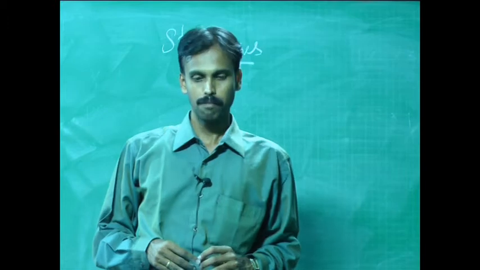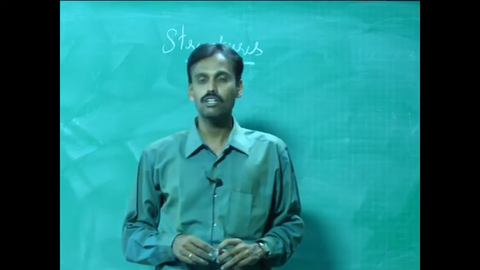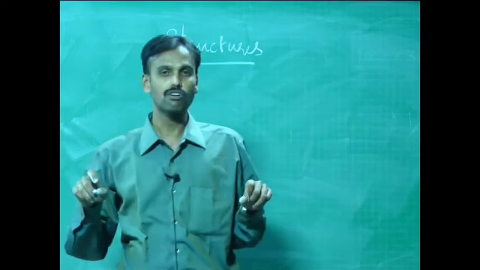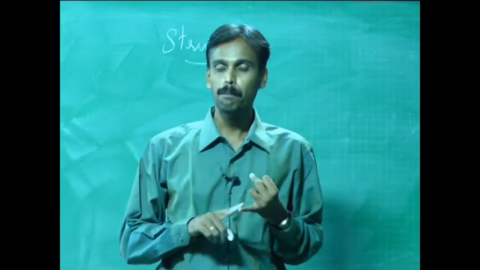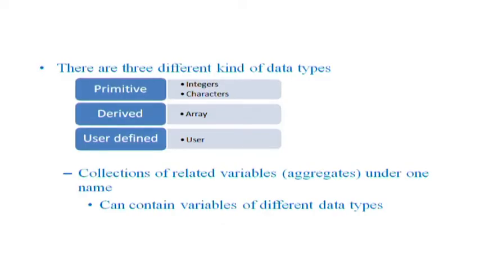What are structures? Right at the time when we discussed data types, we came across three different categories of data types: number 1, primitive or built-in, number 2, derived data types, and number 3, user-defined data types. Primitive ones are like integers, characters, and floating point numbers. Then we have derived ones like your array, and the last category of your data types happens to be user defined. That is, whenever you are not satisfied with your primitive ones or with the built-in ones or with your derived ones, we go for creation of structures.